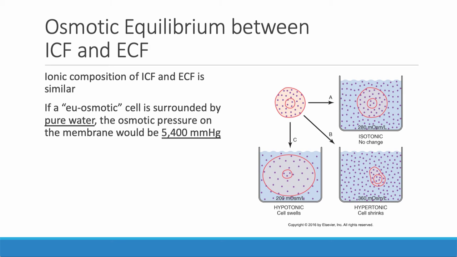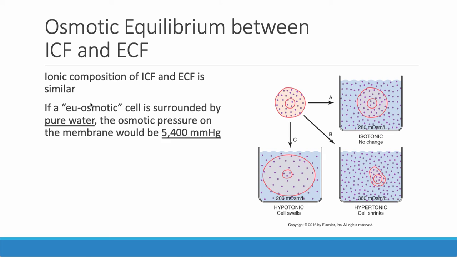In that system, there is a 5,400 millimeter of mercury pressure differential across that cell membrane. 5,400 millimeters of mercury. Those are the same units we use to measure blood pressure. It's a huge pressure. So if you were thinking that the concentration of ions doesn't have much of an effect on pressures and movement of fluid, you were dead wrong. It has a huge effect. In fact, it has a bigger effect than blood pressure does.